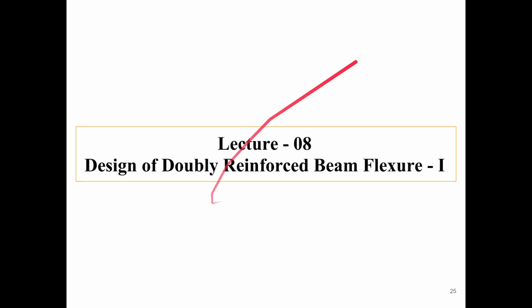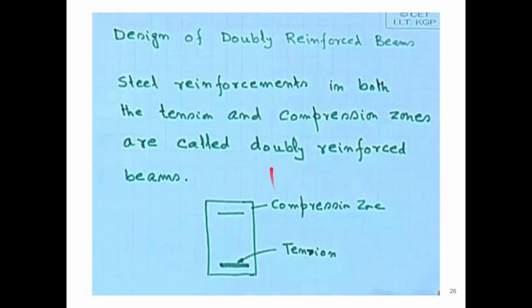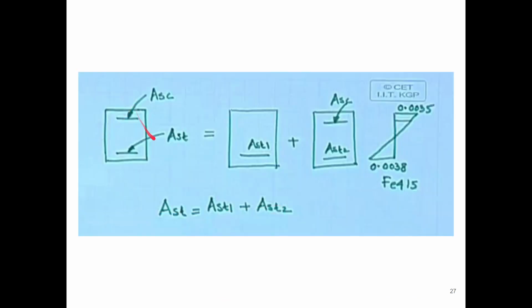So now let us start the design of a doubly reinforced beam under flexure bending. What is a doubly reinforced beam? The steel reinforcements in both the tension and compression zones make it a doubly reinforced beam. So it has reinforcement both in the compression as well as the tension zone. As you can see here, it has Ast as well as Asc, that is, area of steel in tension and area of steel in compression.